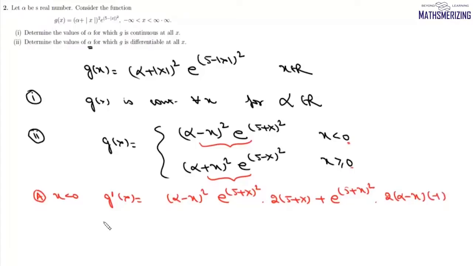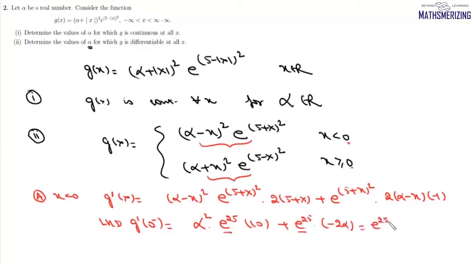If we find its left hand derivative, now its left hand derivative at 0, which is g dash 0 negative, it will be alpha square into e to the power 5 into 10 plus e to the power 5 into minus 2 alpha. We can take e to the power 5 common, then we can write e to the power 5 and then 10 alpha square minus 2 alpha.